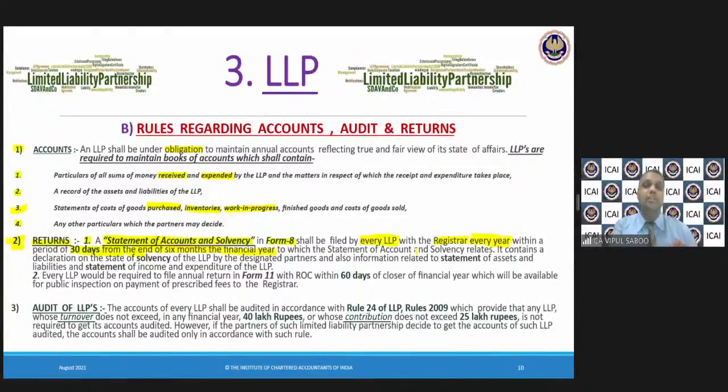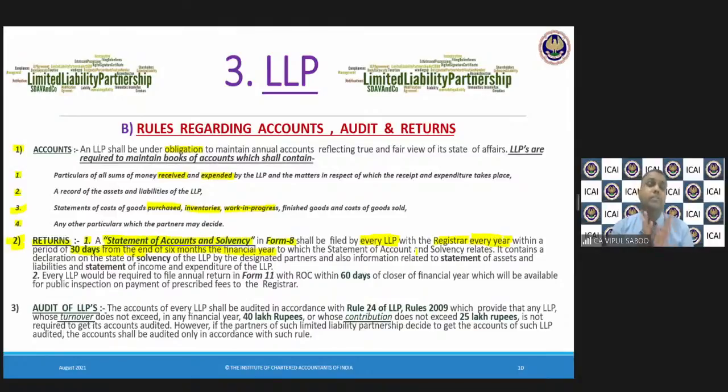For the financial year 2021, it ends on 31st March 2021. 6 months from the end: 6 months end on 30th September 2021. Now from this, 30 days. So what does it come to? 30th October. You are filing Form 8, Statement of Accounts and Solvency, for financial year 2021. You have to file the form within 30 days from the end of 6 months of the financial year to which the form relates. It ended on 31st March, 6 months, 30th September. Now, from 30th September to 30th October, you can file the form anytime.